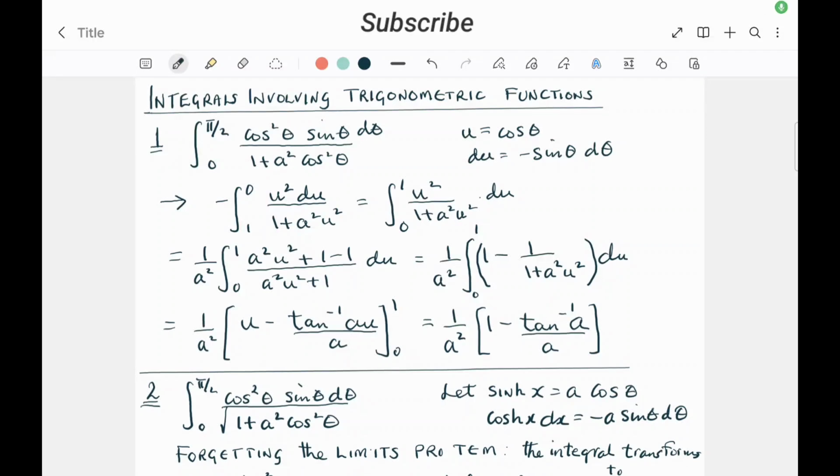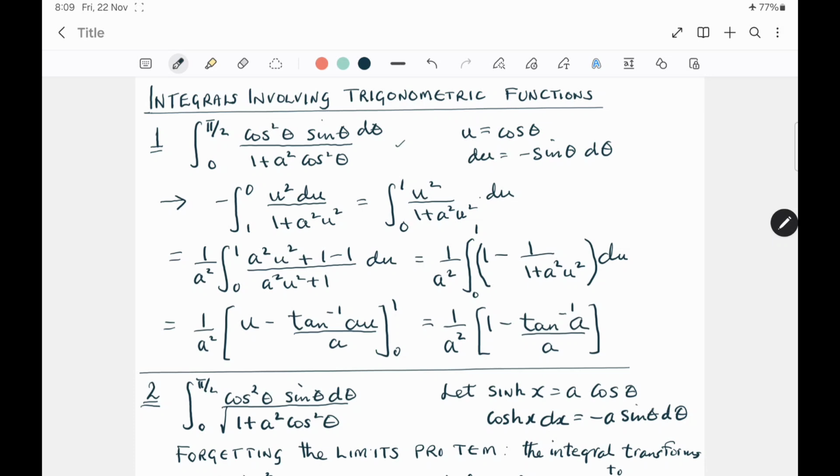Right, this little video is about two integrals involving trigonometric functions. The two integrals look fairly similar at first sight, but actually turn out to be quite different. The first of these is the integral between 0 and pi upon 2 of cos squared theta sine theta d theta divided by 1 plus a cos squared theta.